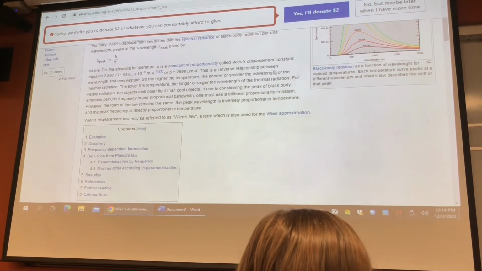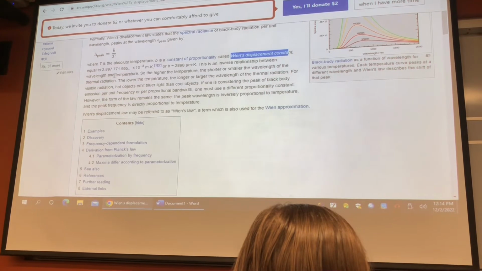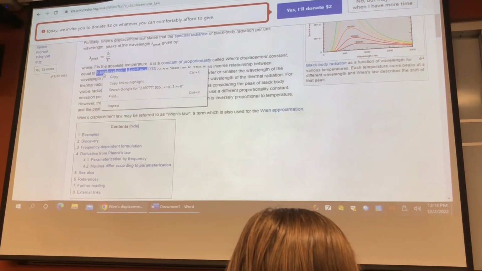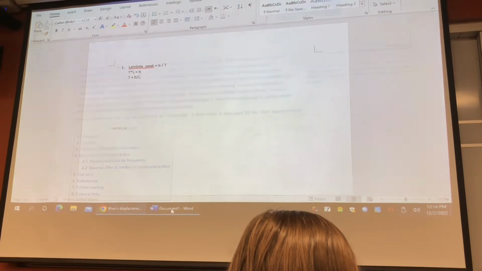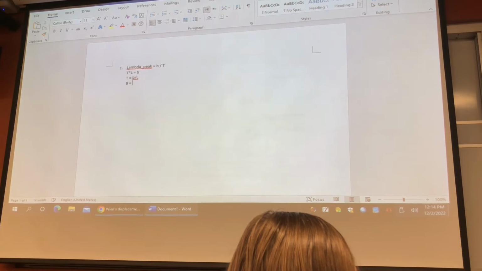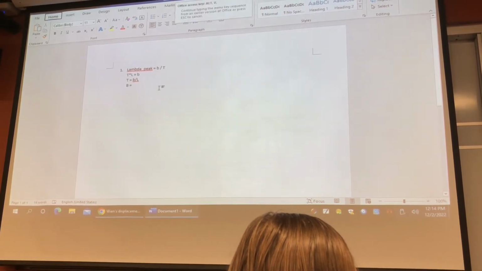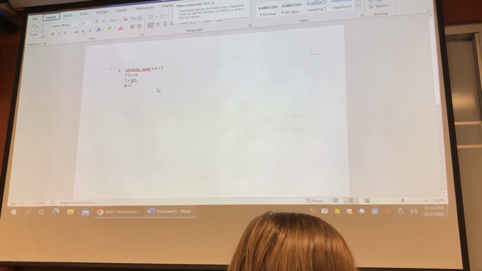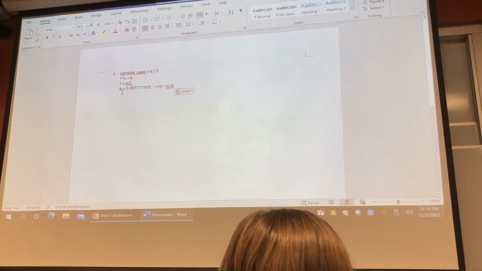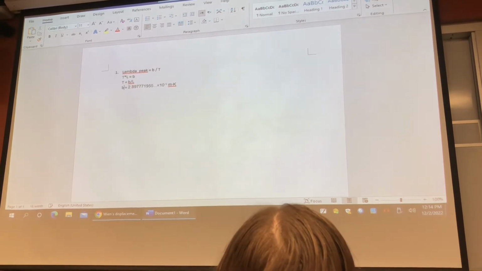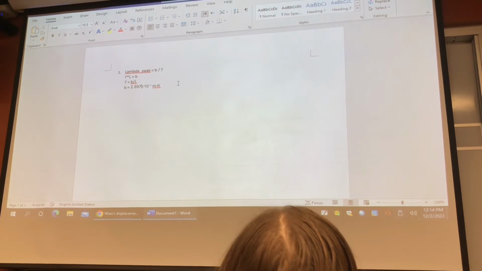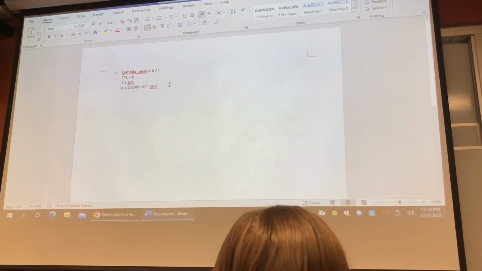Then going back to the Wikipedia, we can find what B actually is. B is a constant. It's Wien's displacement constant. And that is going to be this 2 point blah, blah, blah times 10 to the minus 3. So I'm going to copy that and put it in my Word document. So B equals that. Great. We don't need so many decimal places. We can save like 3 or so.